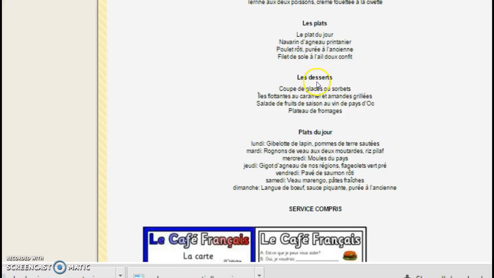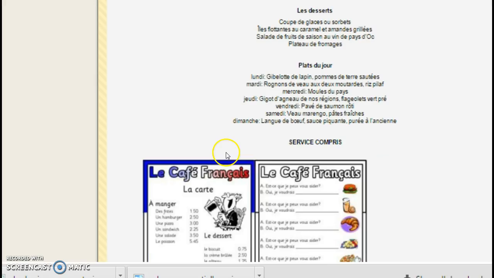All right. Les desserts. Alors, coupe de glace. Do you remember glace is ice cream or sherbets? Île flottante. So it's like a cream with some type of meringue on top. Salade de fruits. Okay, fruit salad. And they put some wine in it, to make it taste better. Et plateau de fromage. All right? And service compris means that the tip is included.